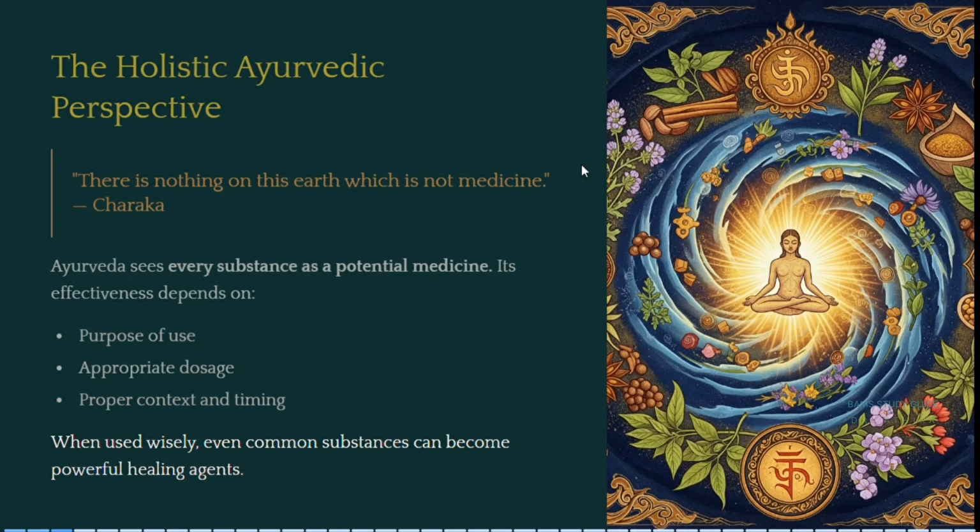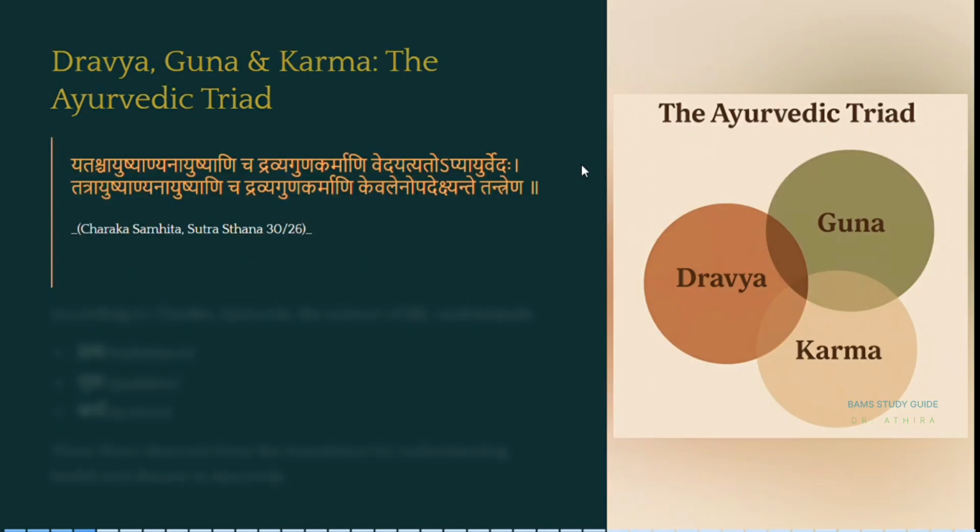Dravya, Guna and Karma, the Ayurvedic triad. Yatascha ayushyani anayushyani cha dravya guna karmani vedayatyato apyayurvedaha tatra ayushyani anayushyani cha dravya guna karmani kevalena upatekshante tantrena. Told by Charaka Samhita Sutrasthana 30th chapter 26th Shloka.